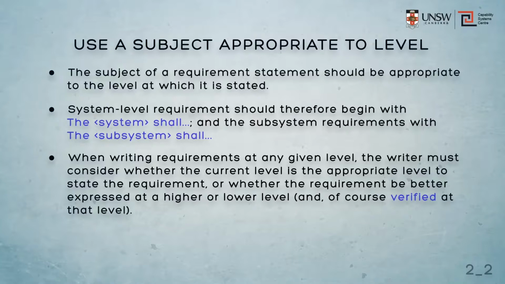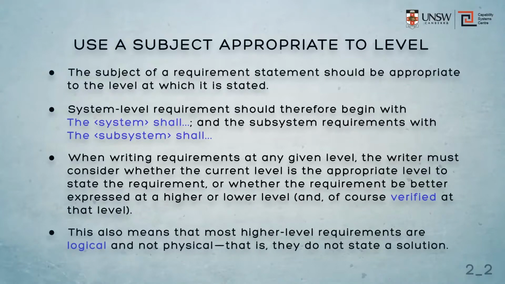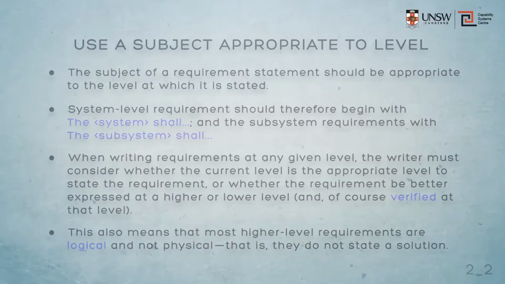And of course, we're going to verify the requirement at the level at which it's stated. So what that means is that if we have something detailed, like something about a component, for example, it's probably inappropriate to be making a statement about it at the system level, unless there's a good reason to do so. For example, we might want to mandate that requirement. It also means that the higher level requirements are mostly logical, not physical. That is, they don't state a solution because it's not normally appropriate to state solutions at those higher levels.